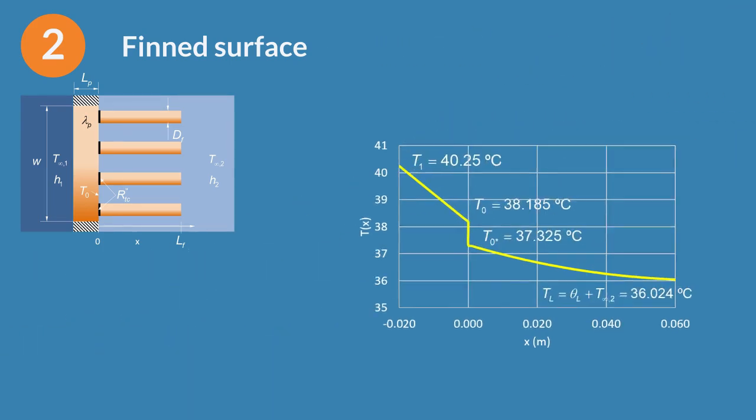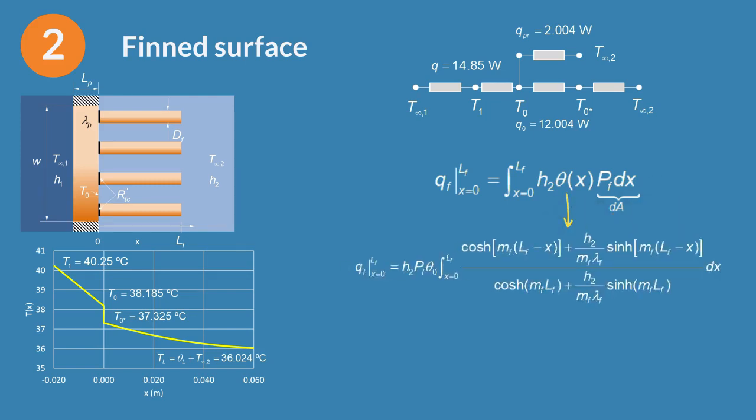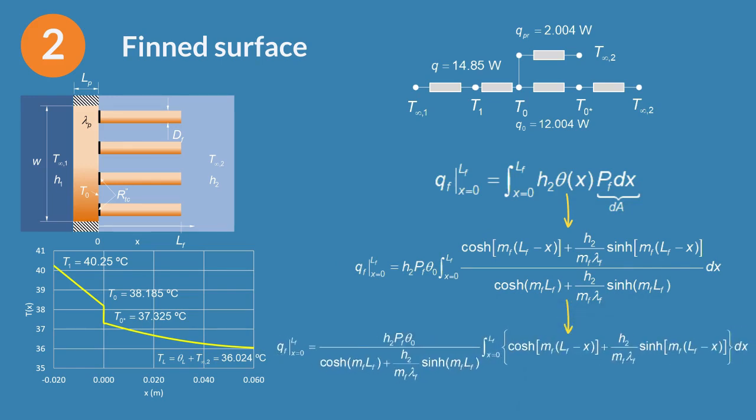We can calculate now how Q0 is distributed between the lateral surface and the tip surface. For the lateral area of the cylinders, we must integrate the Newton law between x equal to 0 and x equal to LF. The theta function for this kind of fins must be used. All the constant terms are placed out of the integral.